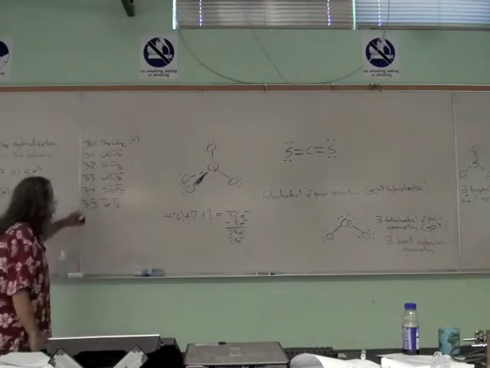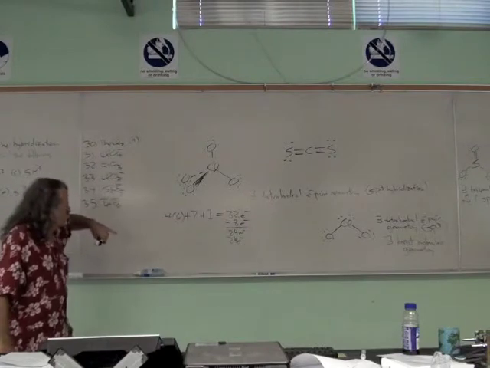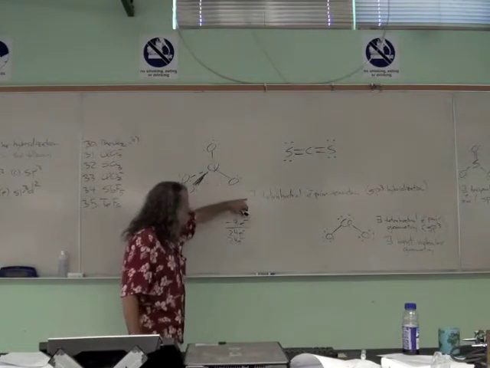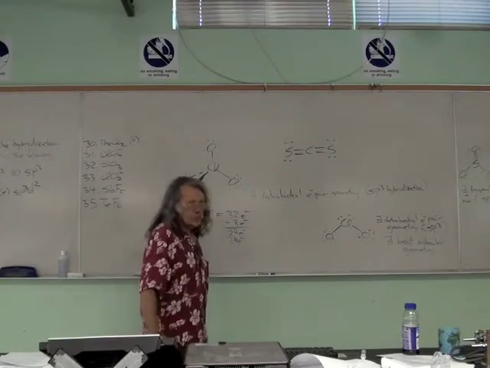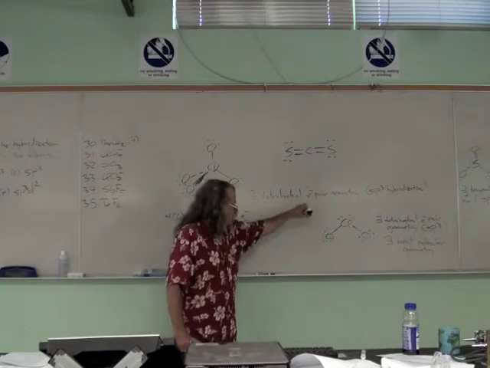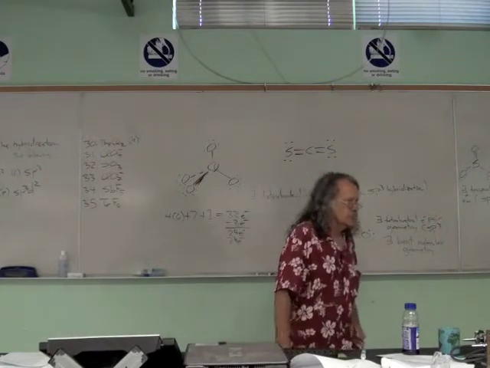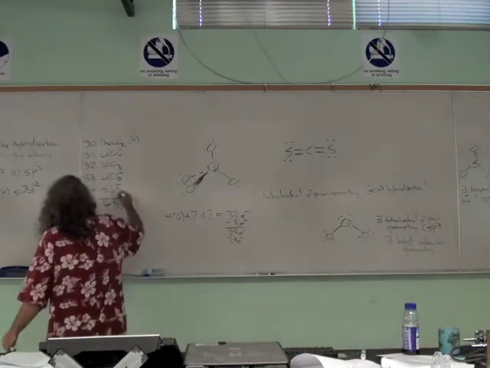For the next one, what's this molecule called again? Perchlorate. Do we have perchlorate? We have it right here. What kind of electron pair geometry is there? It's tetrahedral electron pair geometry, which requires what kind of orbital hybridization? sp3, which is option C.